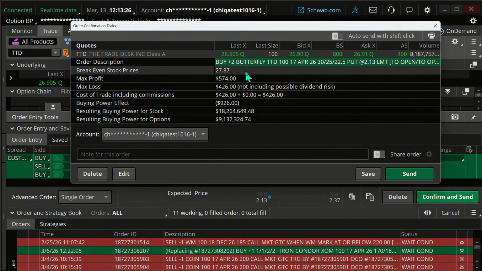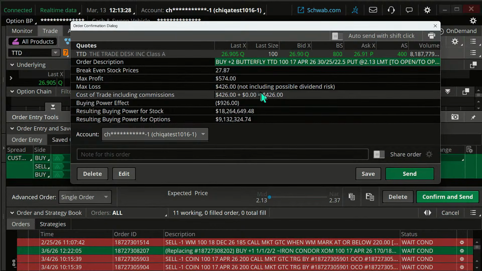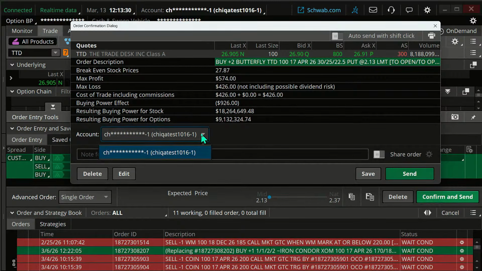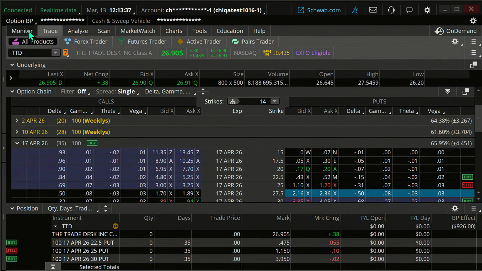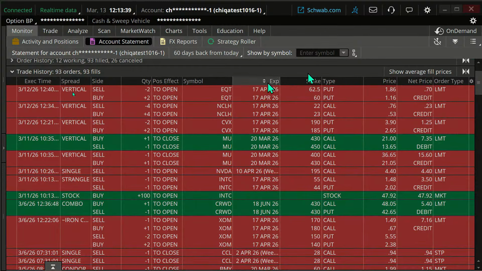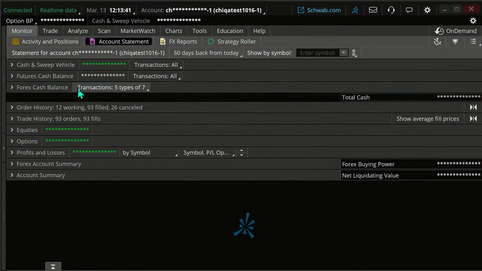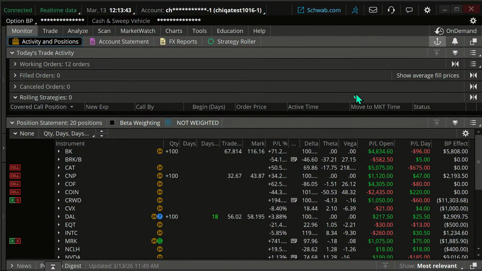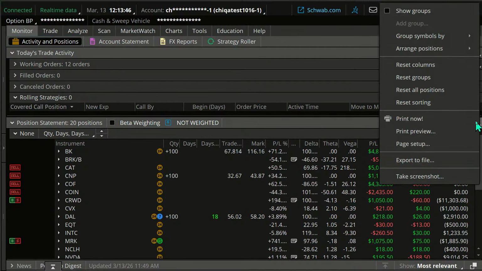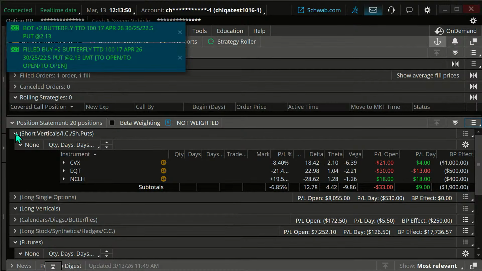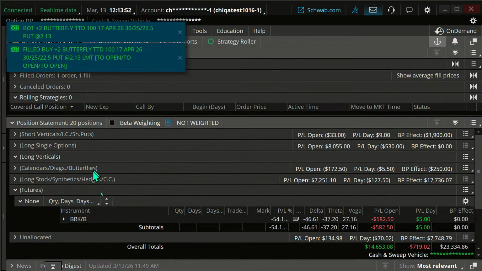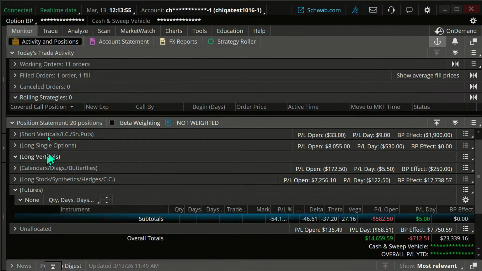But we're buying a couple butterflies, and I don't have my group sorted, so we'll just send that and put that out there. Okay, so we'll see if that fills. It wasn't allowing me to put in a group because over here I didn't have my group showing. Okay, now the groups are showing. It filled, and now in the future we should be able to put them in our groups.